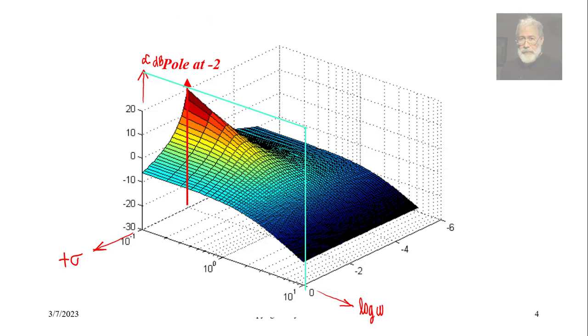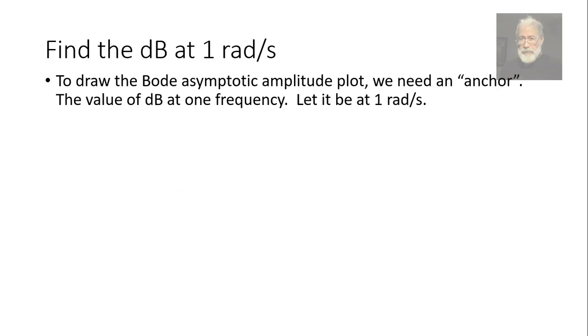The pole is in reality here on the negative real axis at -2, but that will have the effect on the intersection of that surface with our paper of introducing a corner at exactly positive 2 radians per second. So you see, the pole might be at -2, but its reflection appears on our paper plot at positive 2 radians per second. And that is that. To draw a Bode asymptotic plot, we need an anchor.